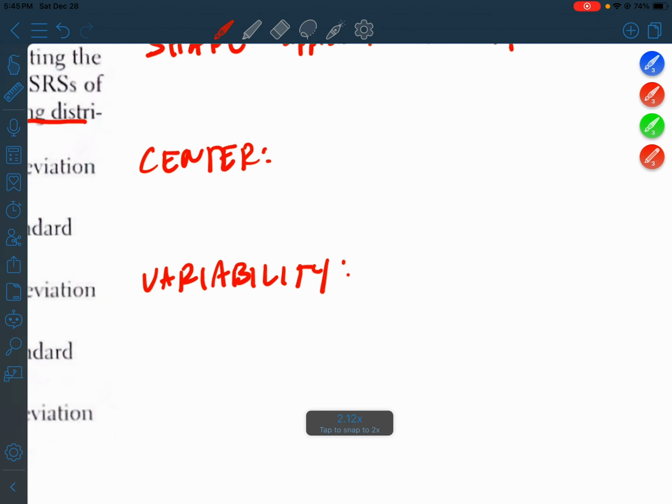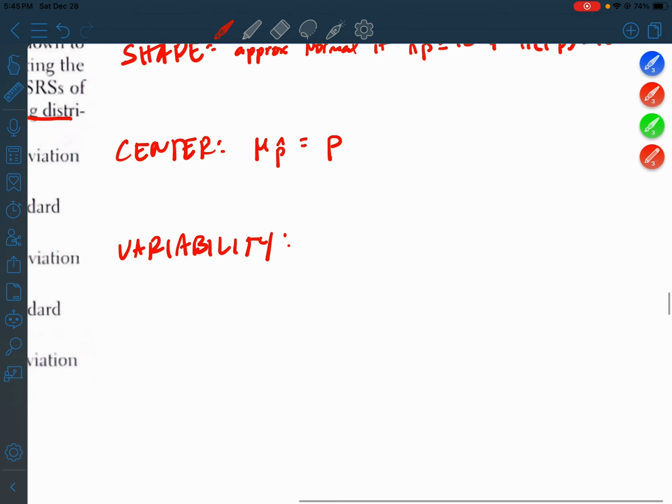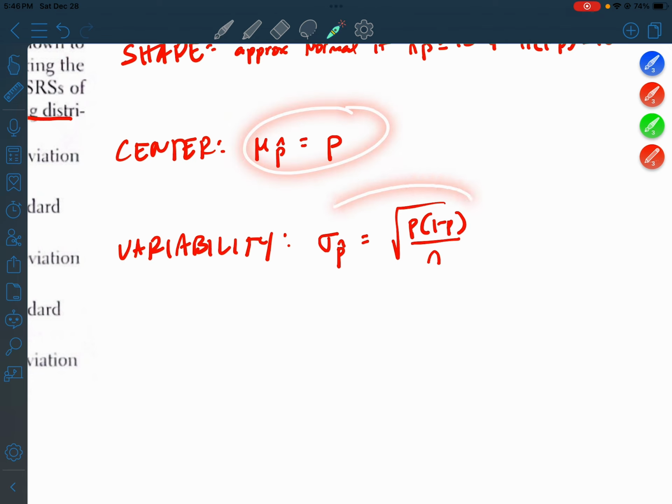The center is usually measured by the mean. The mean of p hat will just be p. The estimates will center or cluster around the true value, the true proportion. The variability is measured by standard deviation. So the standard deviation for p hat is going to be the square root of p times 1 minus p over n. If you're curious, these last two formulas are provided to you on the formula sheet.